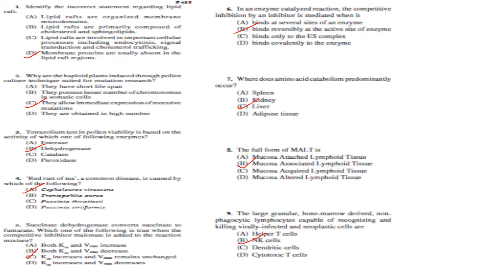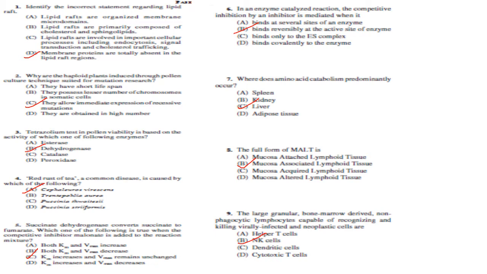So if the pollen grains are incubated in tetrazolium solution, viable pollen grains take a reddish color due to the formation of formazan by dehydrogenase action. So the enzyme used here is dehydrogenase. Answer is option B. Then next one. Red rust of tea is a common disease caused by which of the following? Red rust of tea is caused by Cephaleuros virescens. Answer is option A.